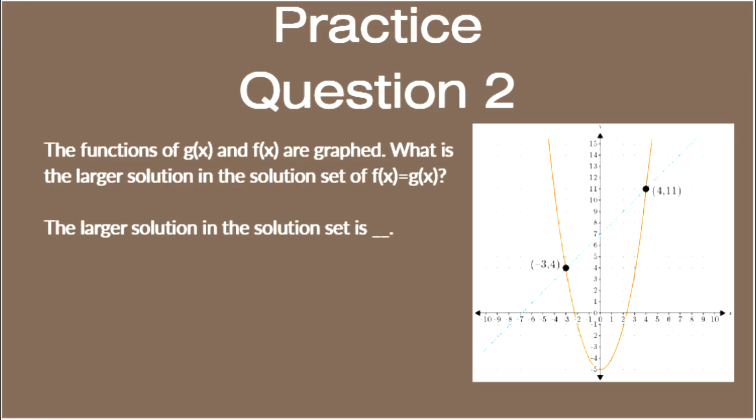Here's practice question number 2 at the very end of your lesson, so write this answer down. The functions g of x and f of x are graphed. What is the larger solution in the solution set of f of x equals g of x? Pause it, figure it out, come back. So the solution set is the one that's written in the wavy brackets, okay? And for this one, there would be two numbers, and it wants to know what the larger solution is. The only number that matters in these coordinate points is the x one. So we're not going to worry about the lower number because it wants the larger solution. It's this 4. The answer is 4, the bigger number.